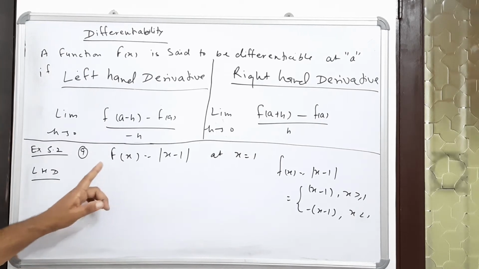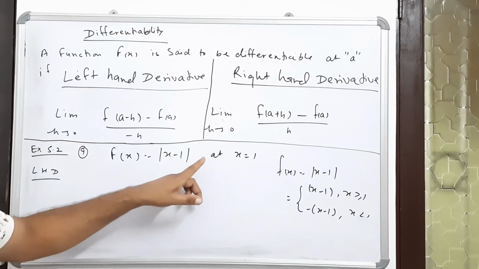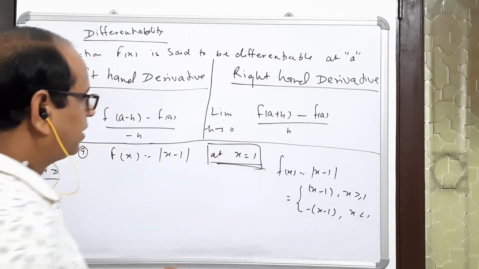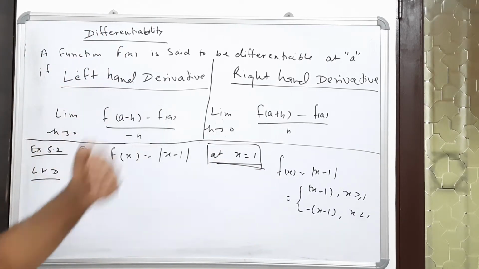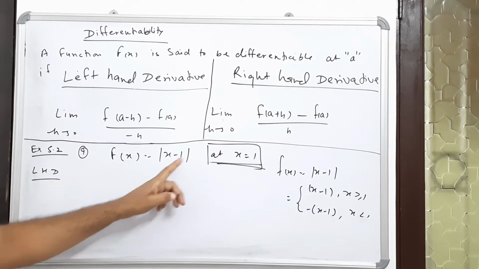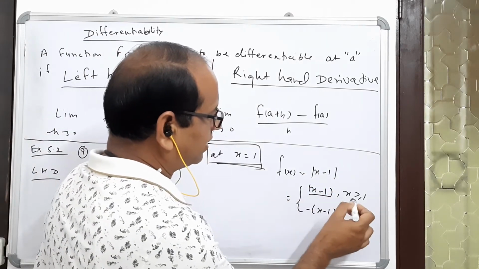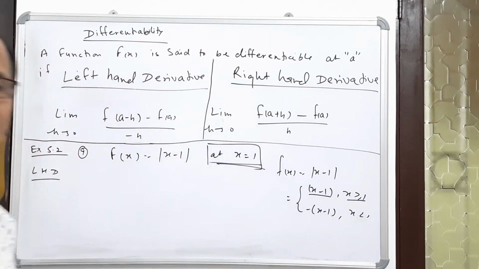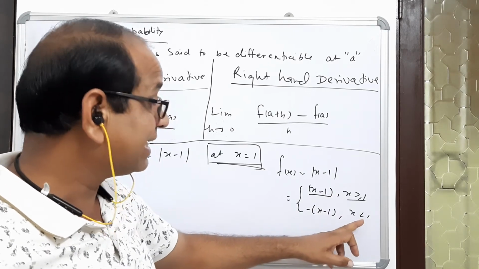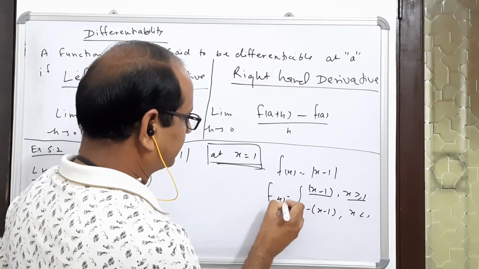Now the problem is: prove that f(x) equals absolute value of x minus 1, that is modulus, is differentiable at x equals 1. Before we find the left hand derivative and right hand derivative, you see the function. The function is f(x) equals |x minus 1|. So if I expand it, it will be x minus 1 if x is greater than or equal to 1, that is, if the value is positive, and 1 minus x if x is less than 1, when the value is negative. So this is the original function f(x).